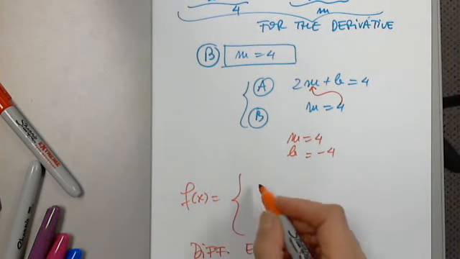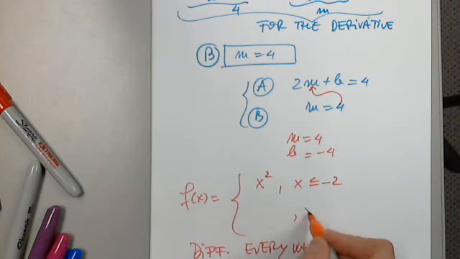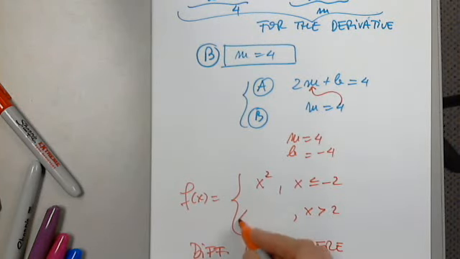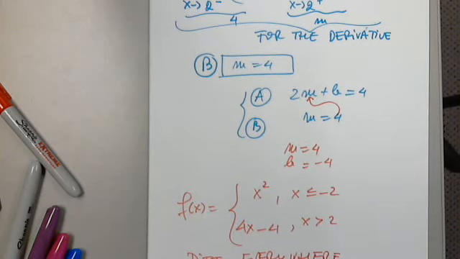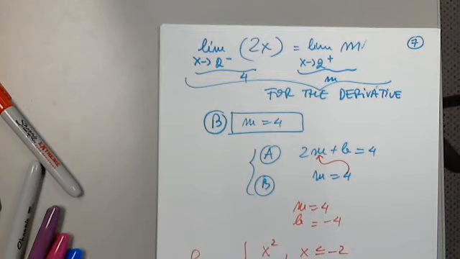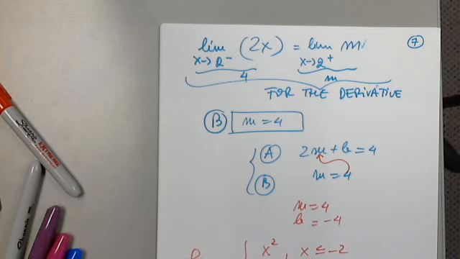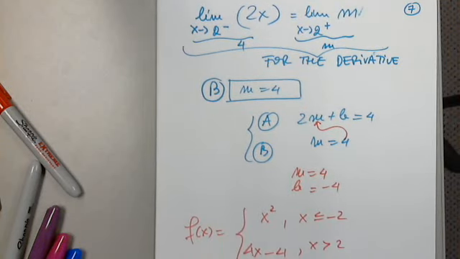Let's go back. There was x squared for x less than or equal to negative 2. And mx plus b for x greater than 2. This function is guaranteed to be differentiable everywhere, meaning it's continuous everywhere, and it doesn't have a cusp, corner, or vertical tangent. Does this make sense? Any questions?